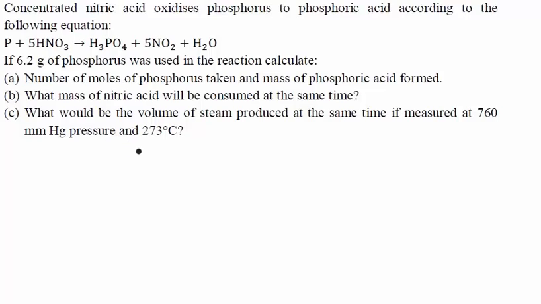So look at this particular problem: concentrated nitric acid oxidizes phosphorus to phosphoric acid. This one is your phosphoric acid, and this is your nitric acid. Fortunately, this reaction is a balanced chemical reaction. So what does it mean, balanced chemical reaction?